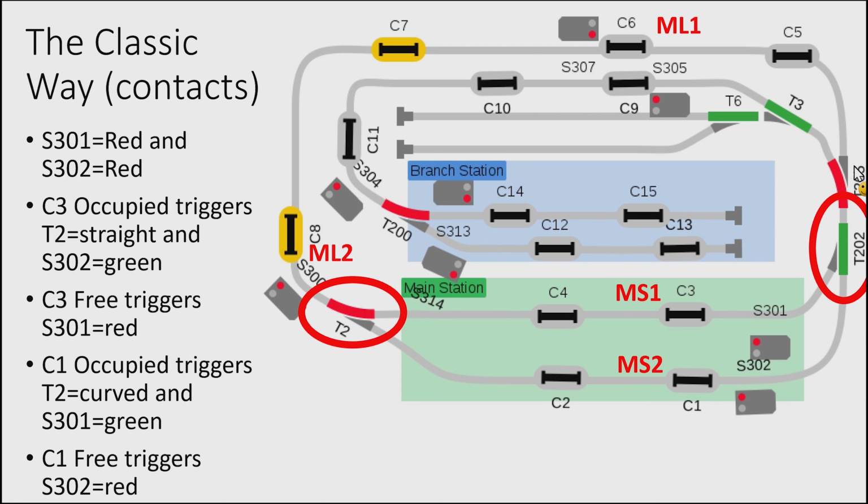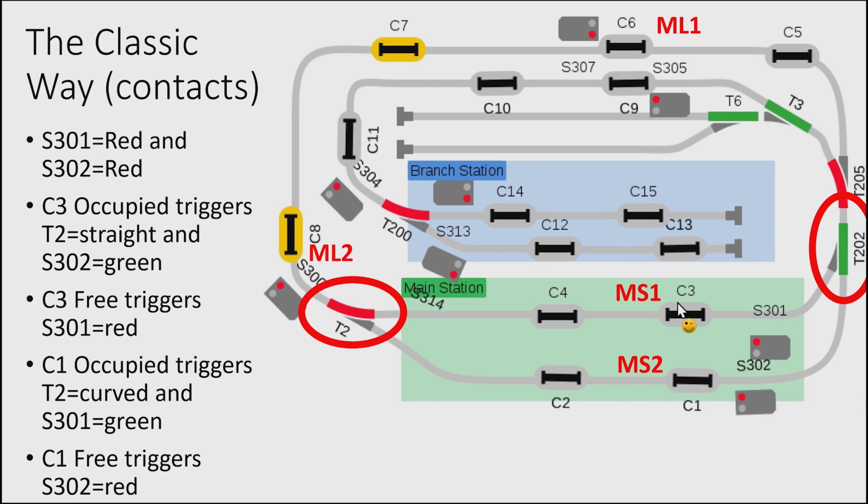So the classic way of doing this is to use contacts. And what does that actually mean? Well, you make an alternating pattern. The idea is when there's a train coming in on main station 1, MS1, then it will trigger a train on main station 2, and that one will run around, and when it comes all the way around and goes into main station 2, then it will trigger the train on main station 1. In that way you have an alternating pattern.